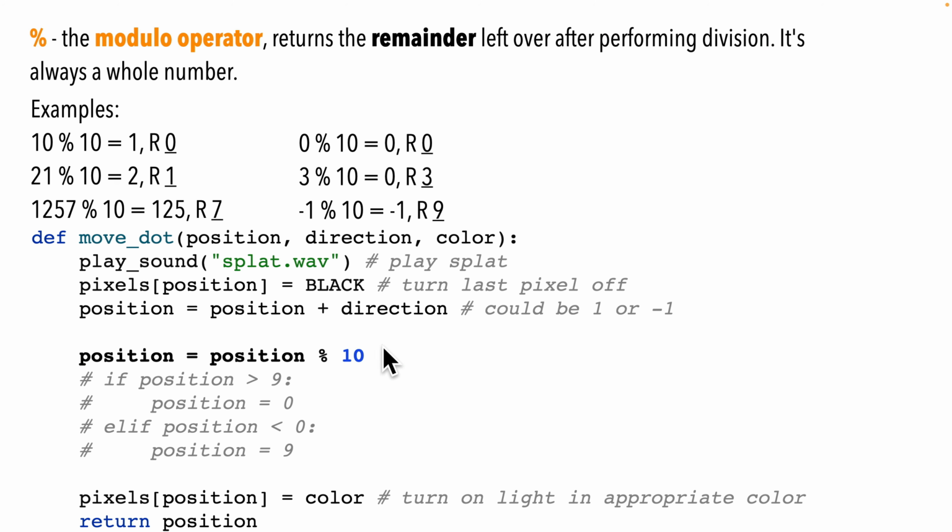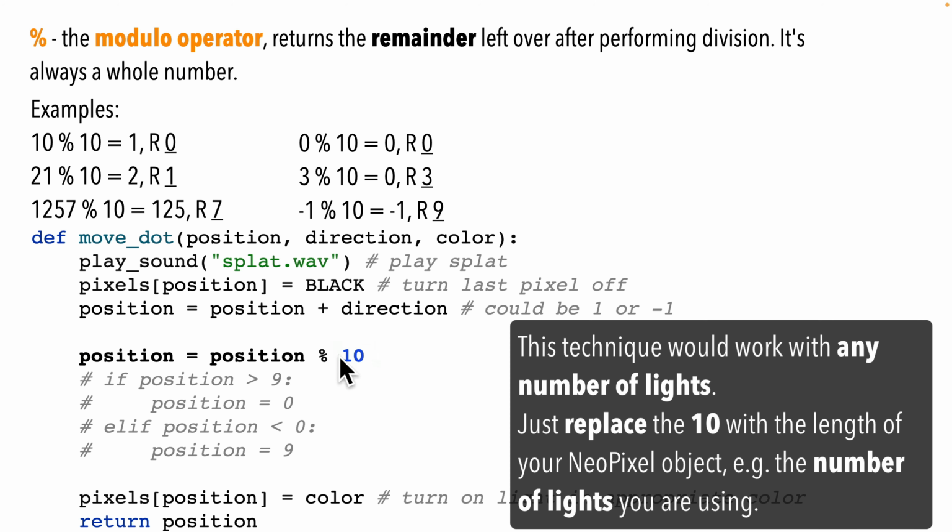And what's cool about this technique is it'd work with any number of lights. Say you had a NeoPixel strip with 30 lights in it and you wanted to loop around from 0 to 29 or 29 to 0. Well, instead of saying position mod 10 like we're saying here, you'd say position mod the length of your NeoPixel strip, 30 in that case. And we'll try this out when we work with NeoPixel strips later in the course.